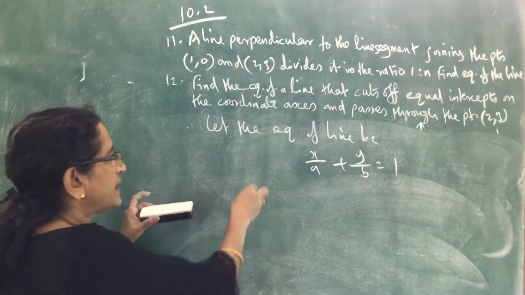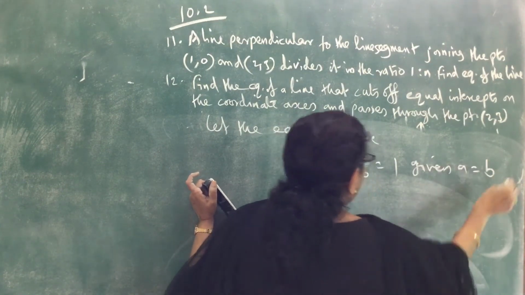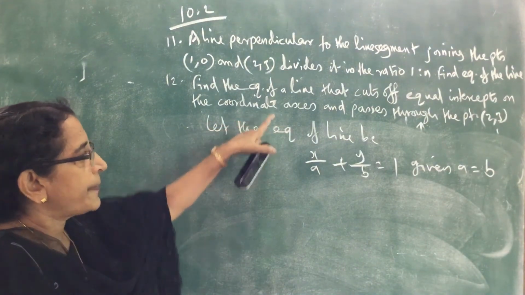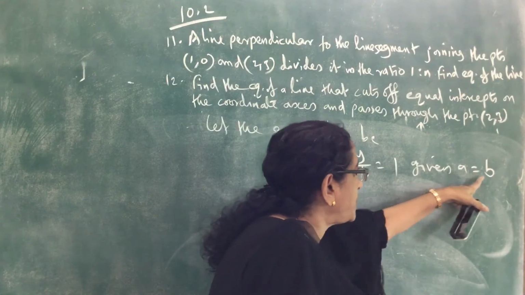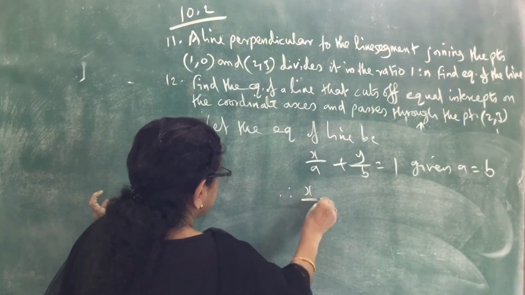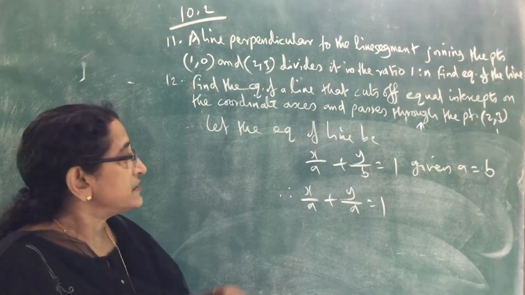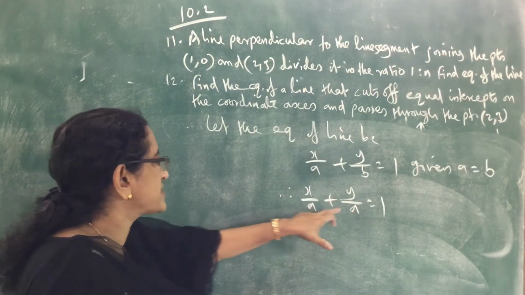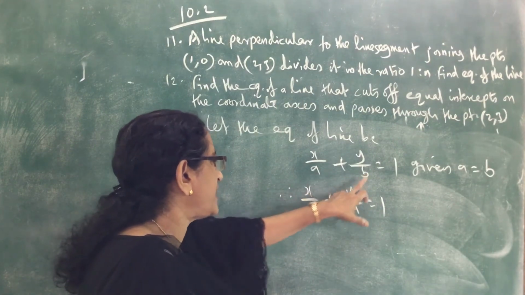Given that the line cuts off equal intercepts, a is equal to b. Both intercepts on the coordinate axes are equal, that means the x-intercept and y-intercept both are equal. So we can substitute that in this equation. Therefore, x by a plus y by a equals 1. That is the equation of the line. Given that a equals b, in the place of b, substitute a.